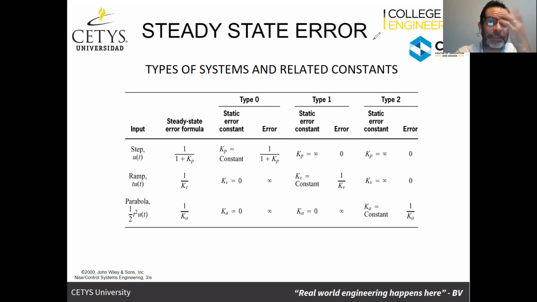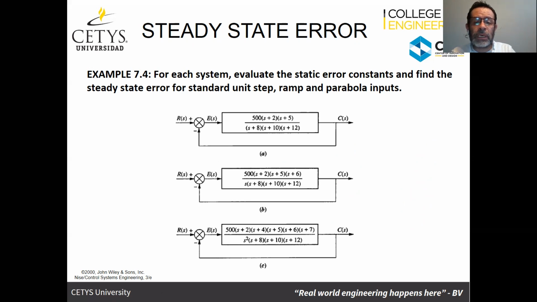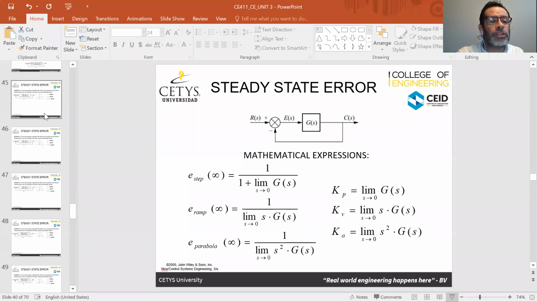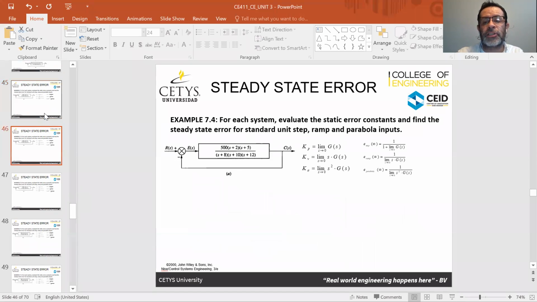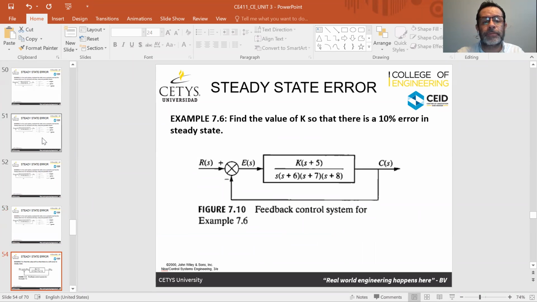So it's always important to identify the type of system to be able to relate it to the type of response that we want the system to react to. Now let's look at these three systems here. The systems are very similar. And we are asked to find the steady state responses to different situations for unit steps, ramp, and parabola inputs.